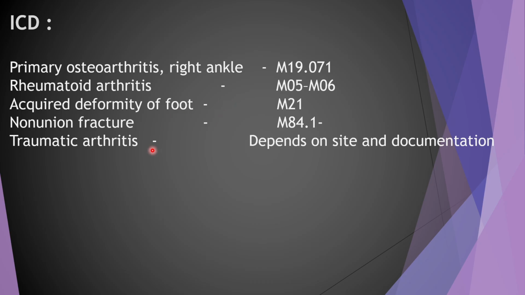Whenever we do the OP report, we have to check the medical necessity, the ICD, and the procedures. What are the procedures done for that condition? For that condition, sometimes arthroplasty is also done, arthrodesis is also done. So we have to check that.